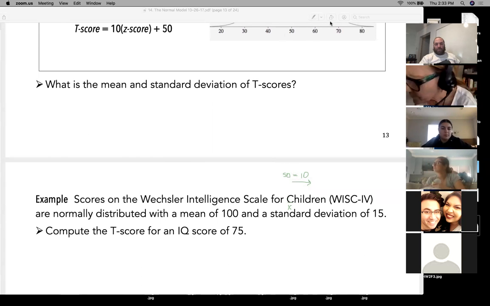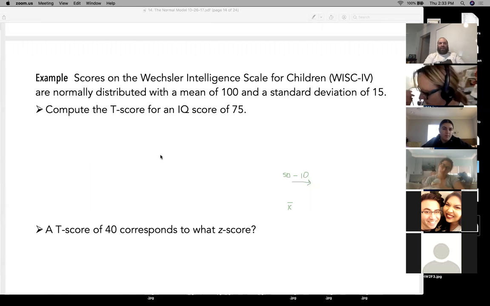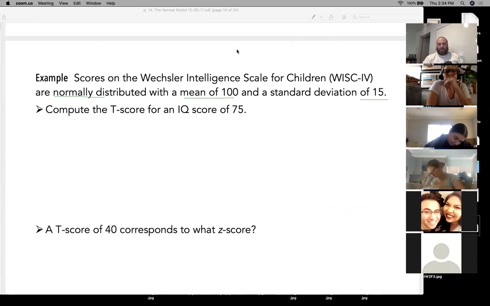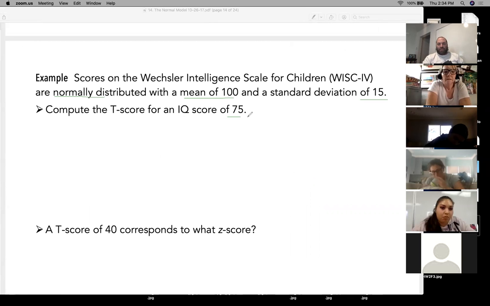So let's do an example. Scores on the Wechsler Intelligence Scale for Children, the WISC-4, are normally distributed. That's nice to know, because that means I can use my bell curve. They're normally distributed with a mean of 100 and a standard deviation of 15. What is a t-score for a 75 IQ?